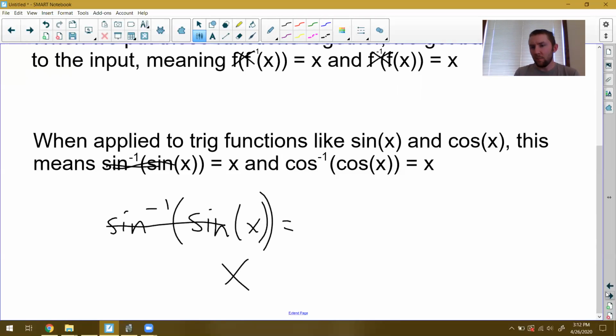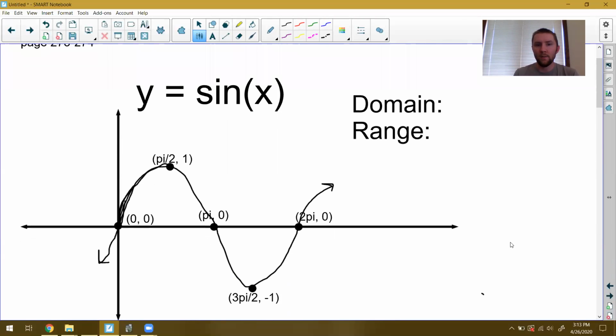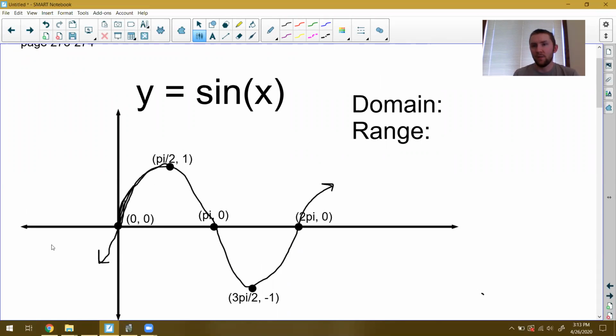So let's jump in now to talking about sine inverse and cosine inverse, and we're going to start just with a quick review of the original graph sine of x, okay? So y equals the sine of x I've graphed for us right here, and we know that, of course, it goes on forever and ever, up and down, up and down, in both directions, right? So if I were to ask you for the domain and range of this function, hopefully that's something you can give me. Remember that the domain is all the possible x values that have points on the graph. The range is all the possible y values that we can get for the function.